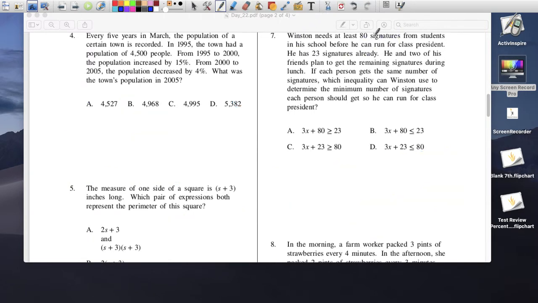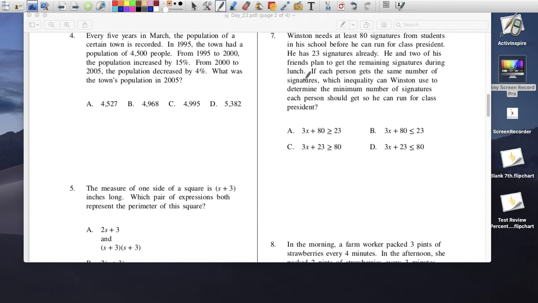Winston needs at least 80 signatures from students. A lot of these questions were put on your tests throughout the year, so you might recognize them, but that doesn't mean you can't do it again. He needs 80 signatures so he can run for president. He already has 23. He and 2 of his friends plan to get the remaining signatures during lunch.